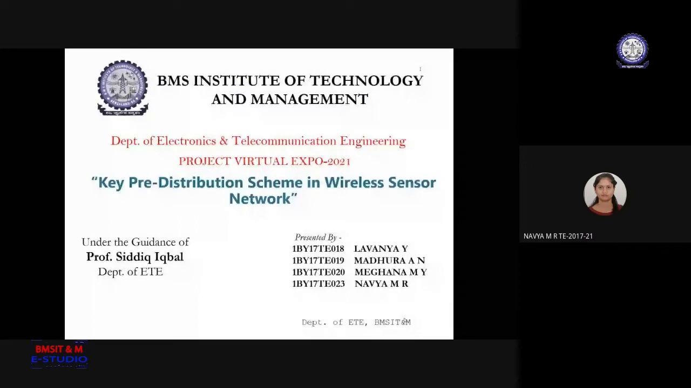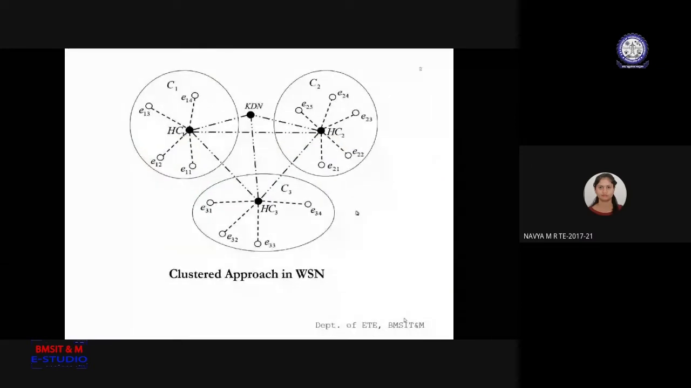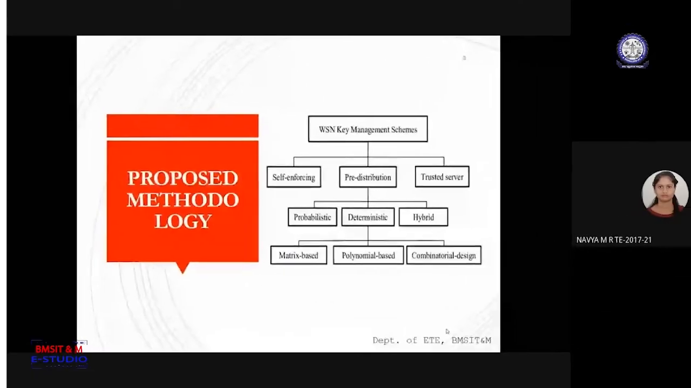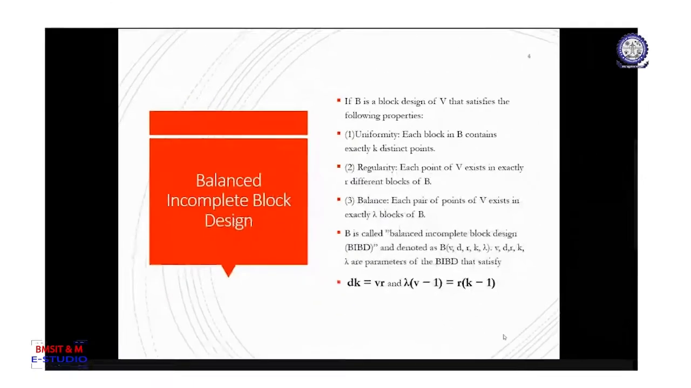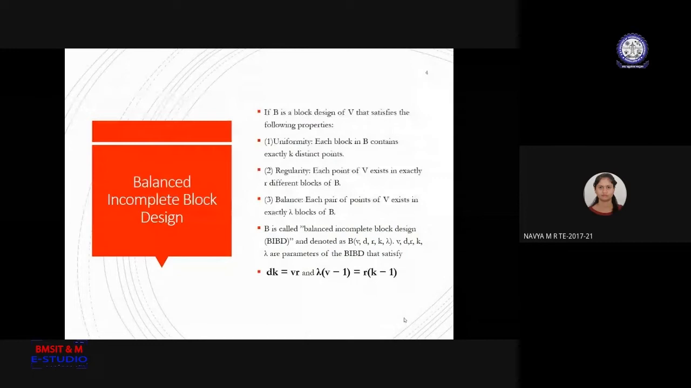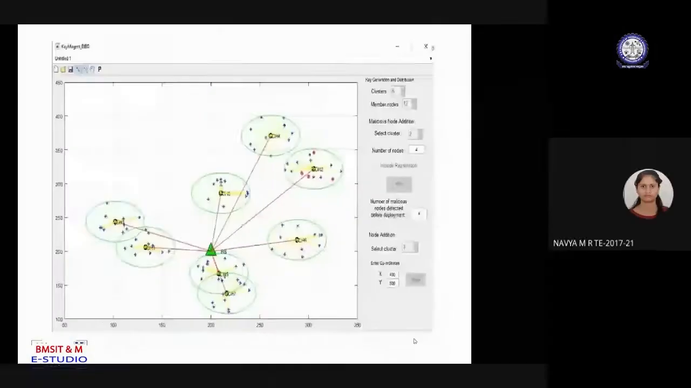Key redistribution scheme in wireless sensor network, on Project Virtual Expo. A wireless sensor network is a network of spatially distributed sensor nodes which collect information from the surrounding environment and send the information to the base station for the end user for analyzing the data. This design is called a balanced incomplete block design and is denoted as (v, b, r, k, lambda), and this is used for deriving the secret keys to the sensor nodes.